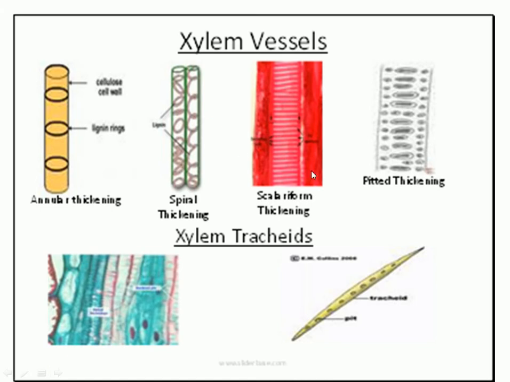Now there is a thickening present on the wall of the vessel. It may be ring-like, it may be helical, which is called spiral thickening, it may be ladder-like, which is called scalariform thickening, or it may be formed in some areas, which is called pitted thickening. On the wall of vessels there are thickenings, and on the wall of trachea there are also thickenings.